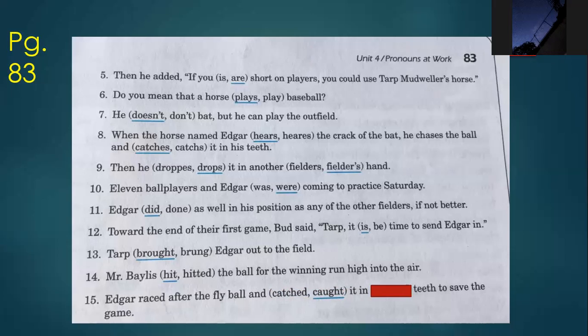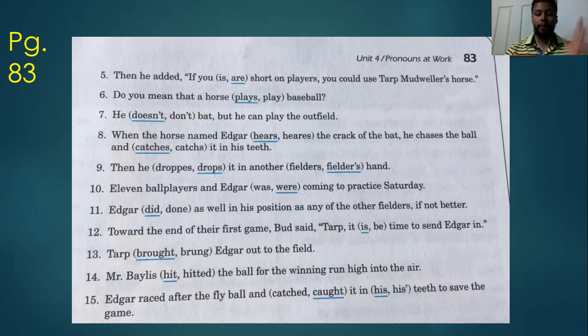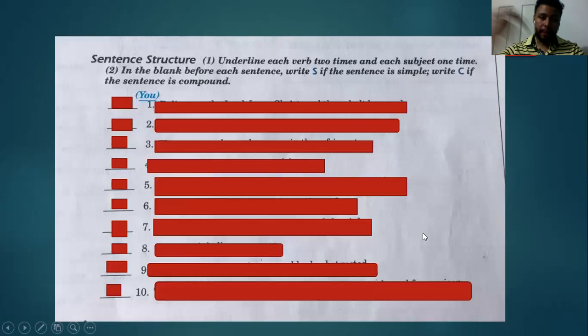In his or his? Apostrophe or no apostrophe? Without apostrophe. Without, yes. Good, Florence. Without apostrophe. Tip to save the game. Exactly. So it was funny. Let's see. So we have completed this. We need to hurry up with the next page.